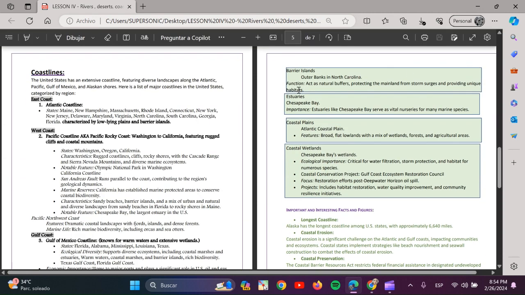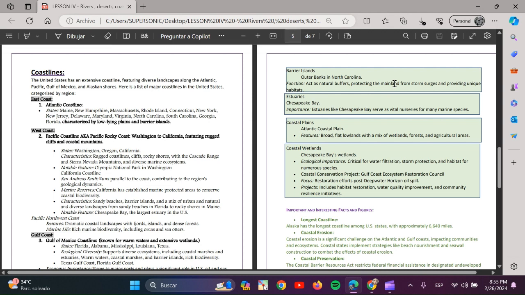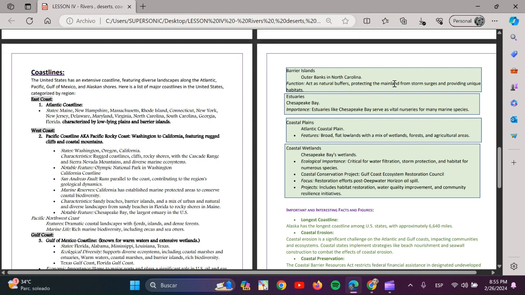As you can see, we have another kind of classification of the coastline. We have the barrier islands, the estuary, coastal plain, and the coastal wetland. In the barrier islands, we can find the Outer Banks in Carolina. They act as a natural buffer, protecting the mainland from storm surges and providing unique habitat. Then we have the estuary, the Chesapeake Bay. Estuaries like Chesapeake Bay serve as vital nurseries for many marine species.